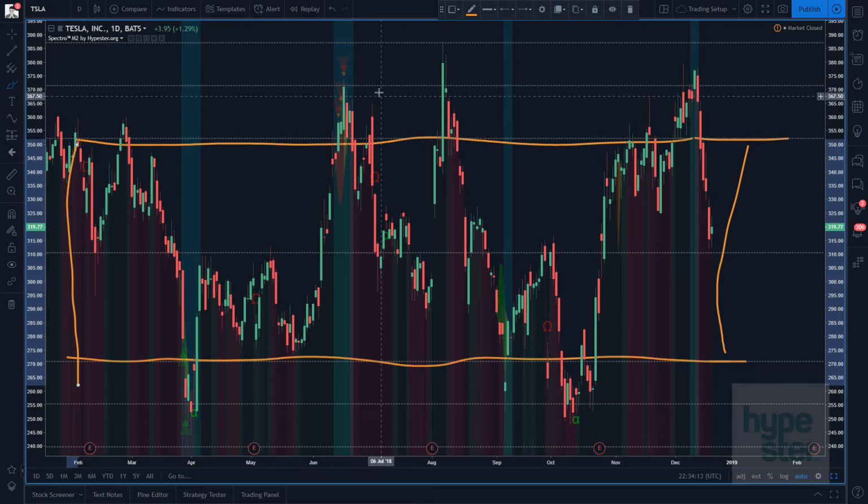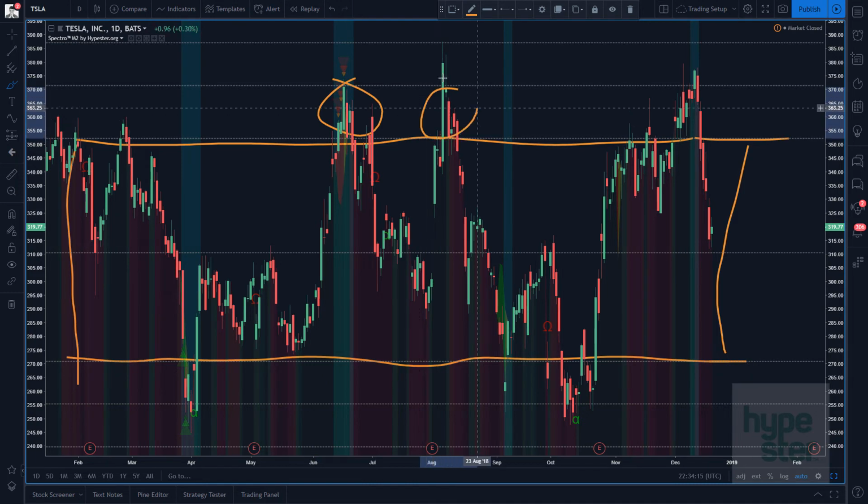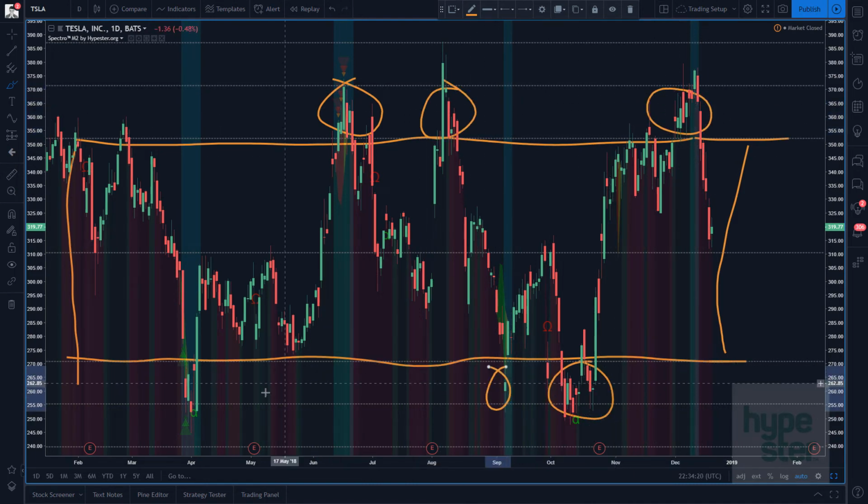Oh, but how do you trade this? Well, that's what you want to look for. You see? Those are the things you want. The things outside of the normal parameters.